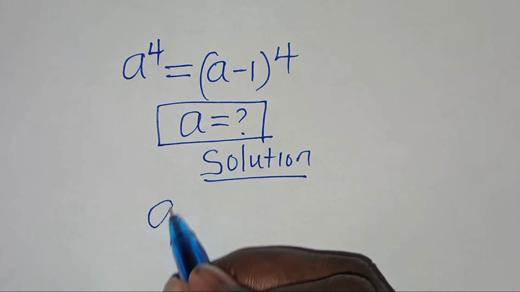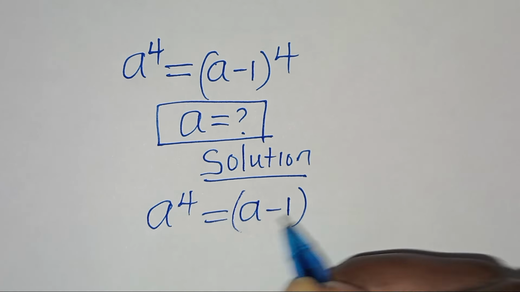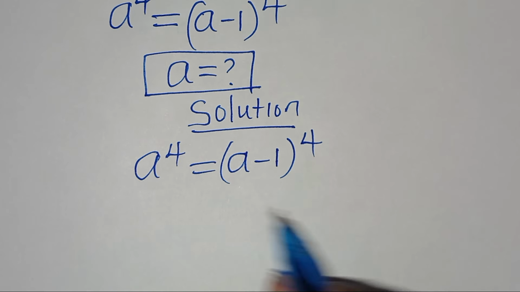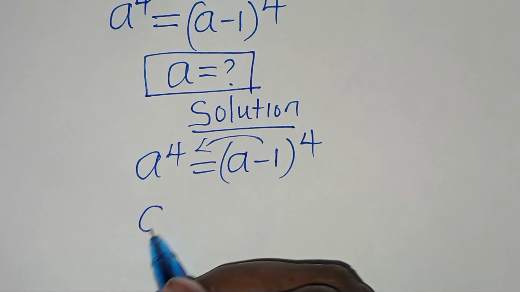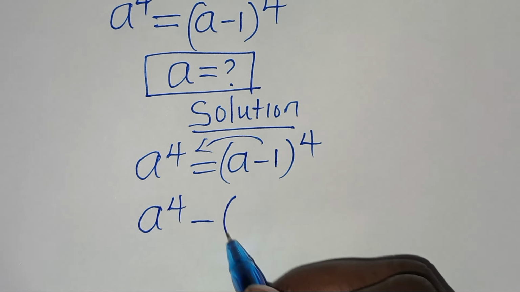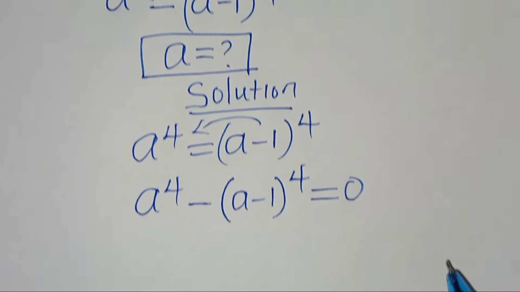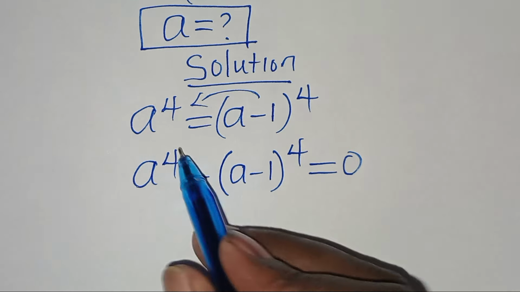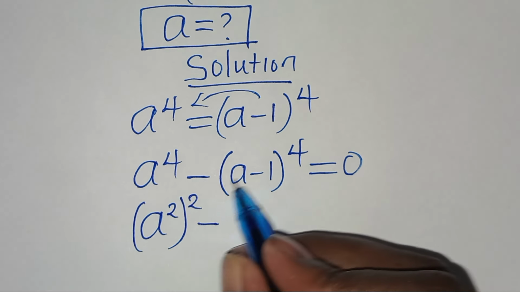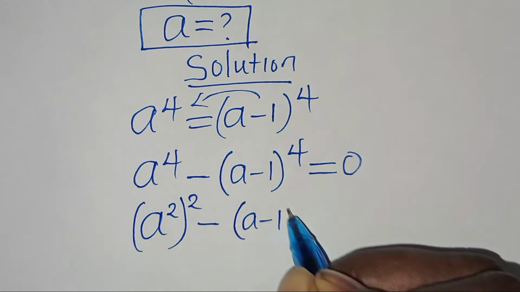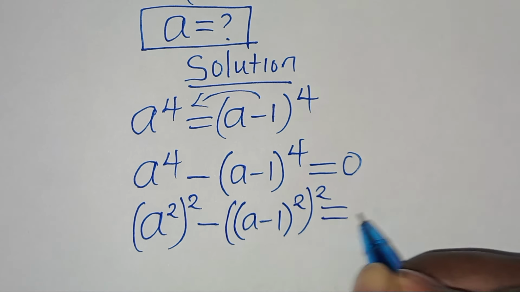So we have a to the power of 4 equal to a minus 1 raised to the power of 4. The first step is to take a minus 1 raised to the power of 4 to the left hand side, so that we have a to the power of 4 subtract a minus 1 to the power of 4 equal to 0. We can express a to the power of 4 as a to the power of 2 raised to the power of 2, subtract a minus 1 raised to the power of 2, then raised to the power of 2. This is equal to 0.